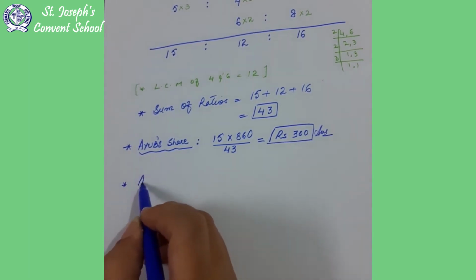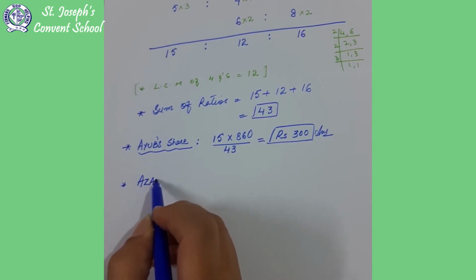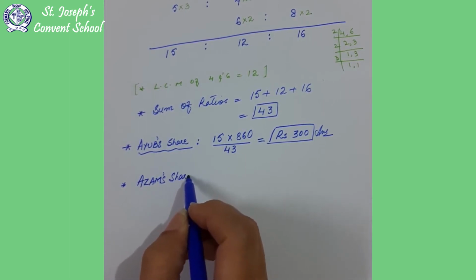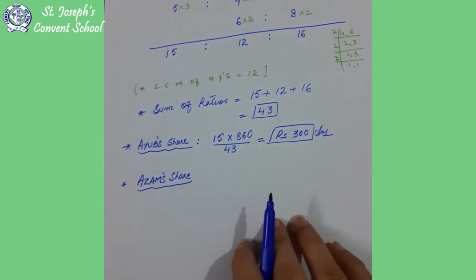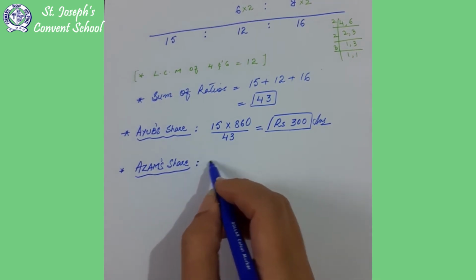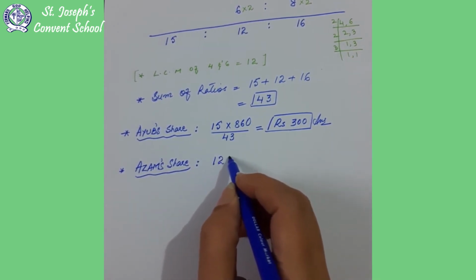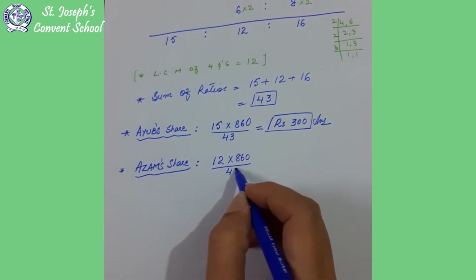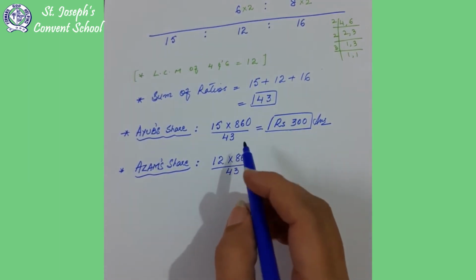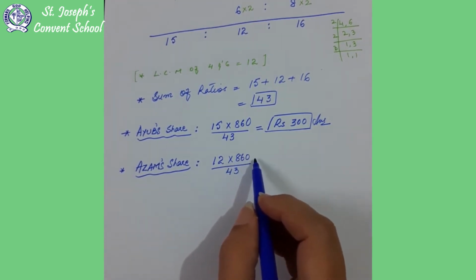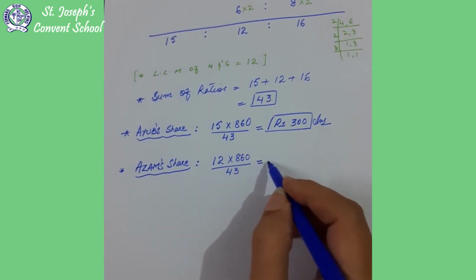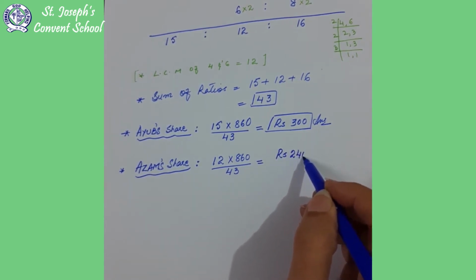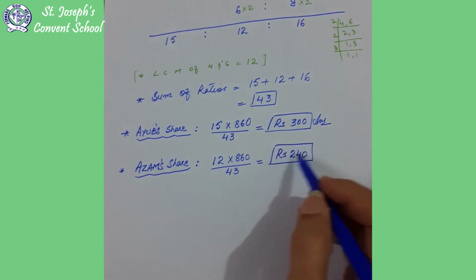Now the second share you'll find. Second is Azam. Same way you will solve. Azam's share: Azam is 12 into total amount divided by the sum of the ratio, 43. So multiply 12 into 860 divided by 43. So you will get rupees 240. You can use a calculator, so you'll get this answer.